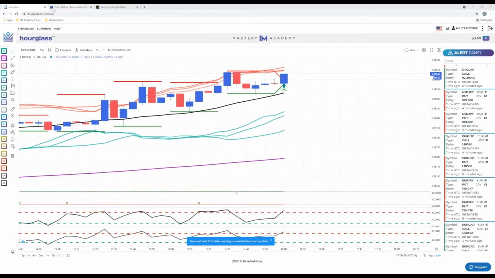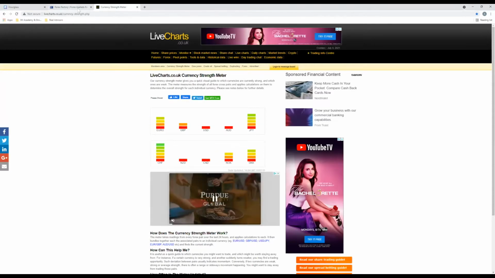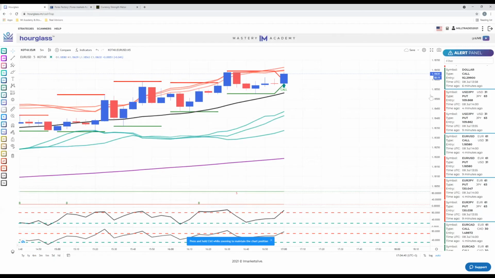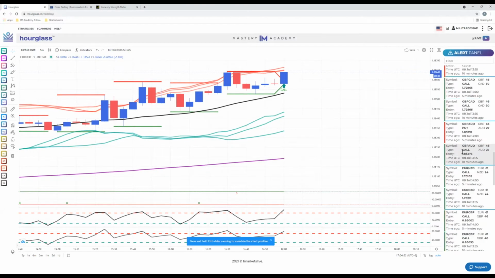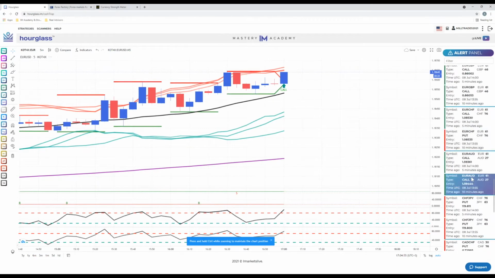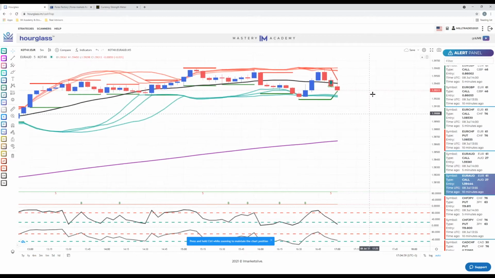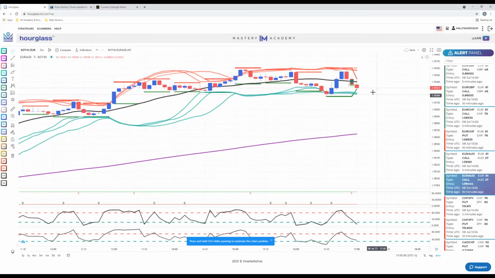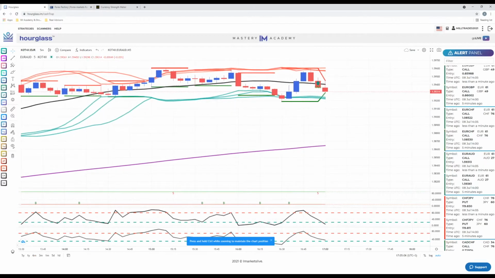All right, let's look for the next setup. Let's see, currency strike meter. Euro, we did Euro USD. Let's try Euro AUD. Let's see what's up with Euro AUD. Oh, 61/27 too. We had the cross down on Euro AUD, you guys.